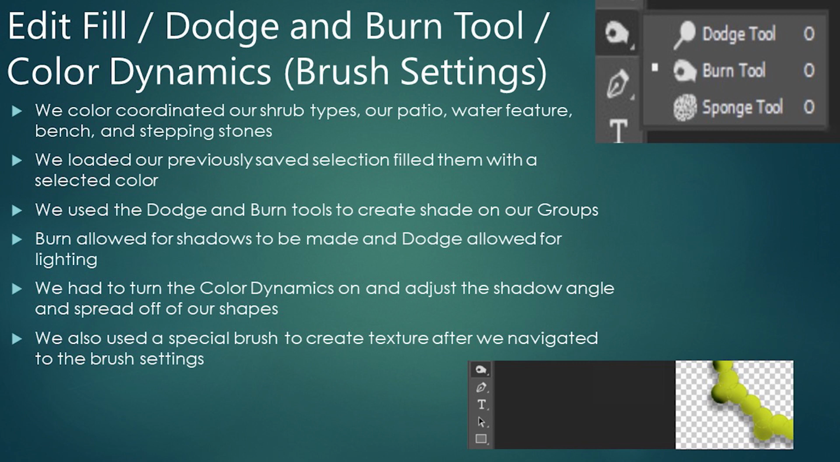After every group was filled, we had to use the dodge and burn tools. We used the burn tool first, which created a burned appearance on our objects. This gave the shapes the appearance that there was shading. Then we used the dodge tool on the sides of our objects where they were receiving sunlight. Finally, we had to turn on our color dynamics and use a special brush to create texture for our objects.